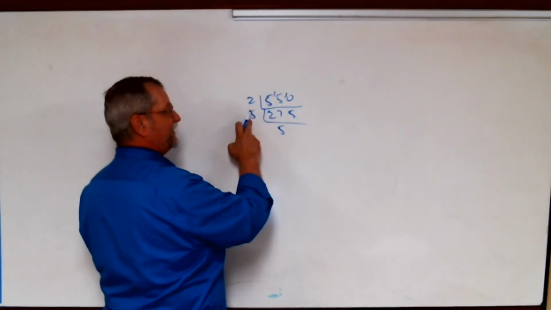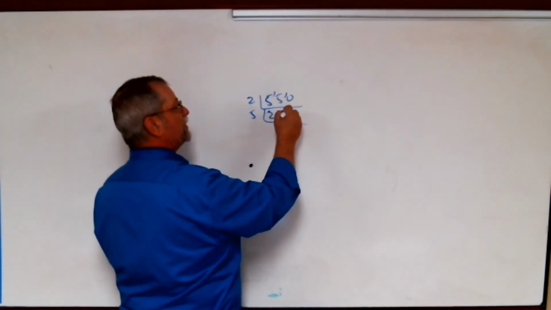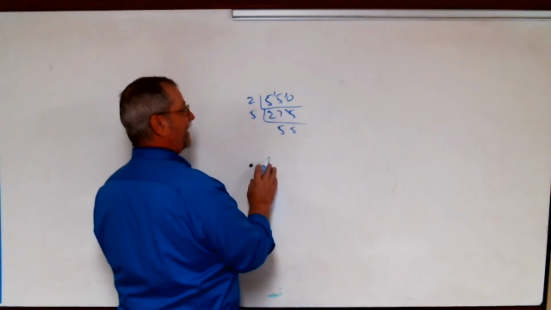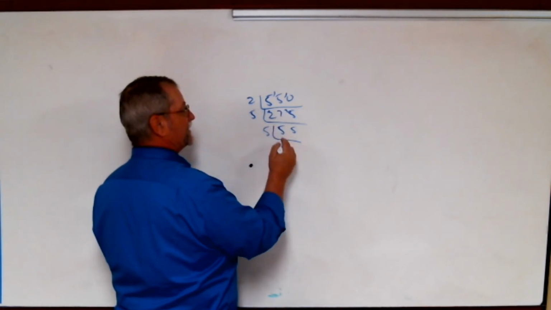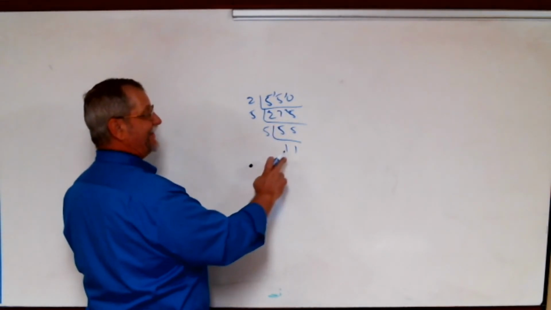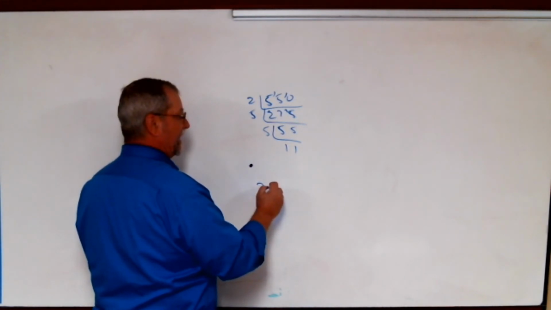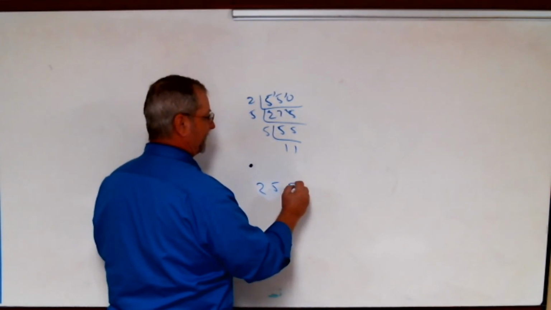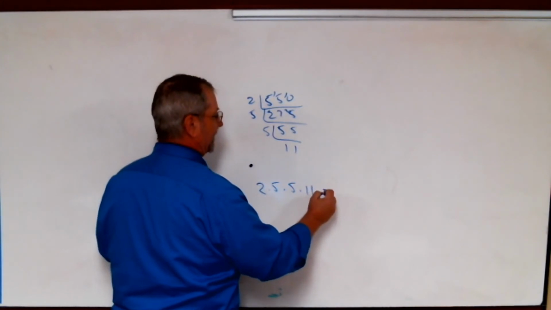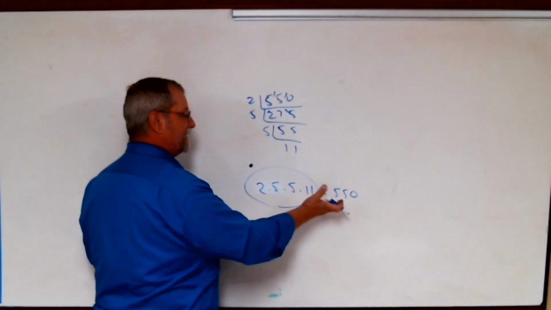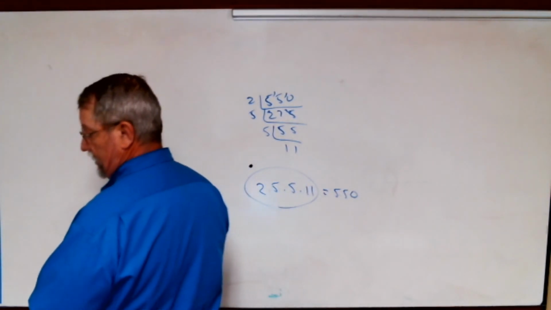5 times 5 is 25. So there's 2 left over. 5 goes into 25 5 times. 5 goes into 5 1 time. That's a prime number. So my prime factorization is 2 times 5 times 5 times 11 equals 550. This is the prime factorization of that number.